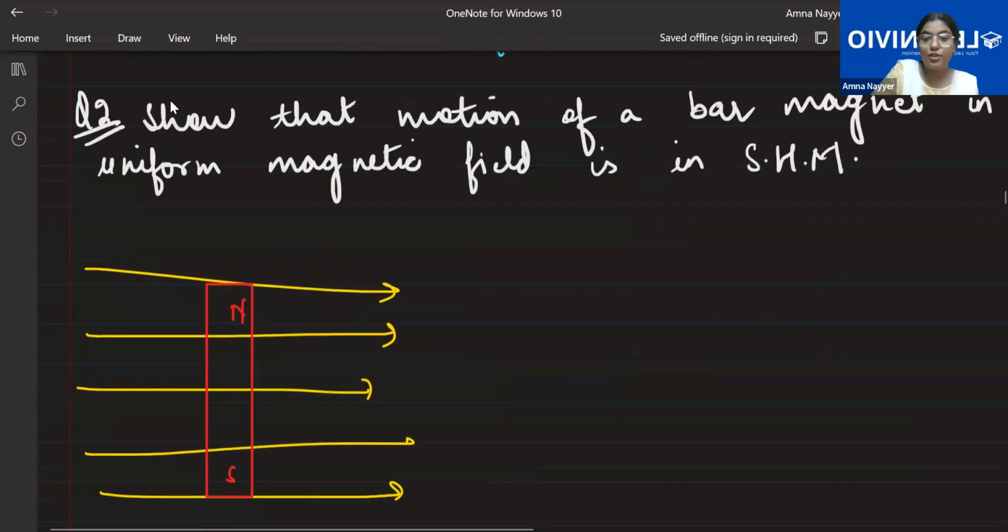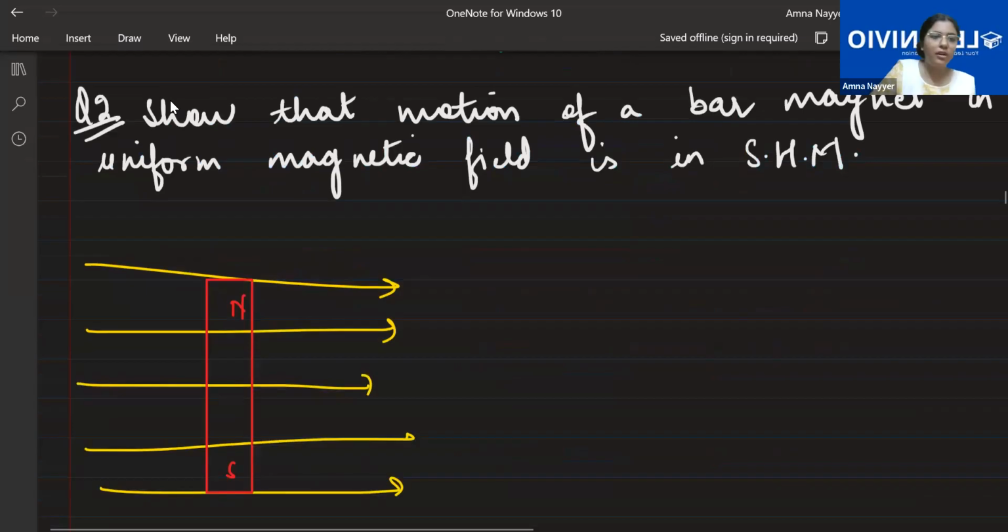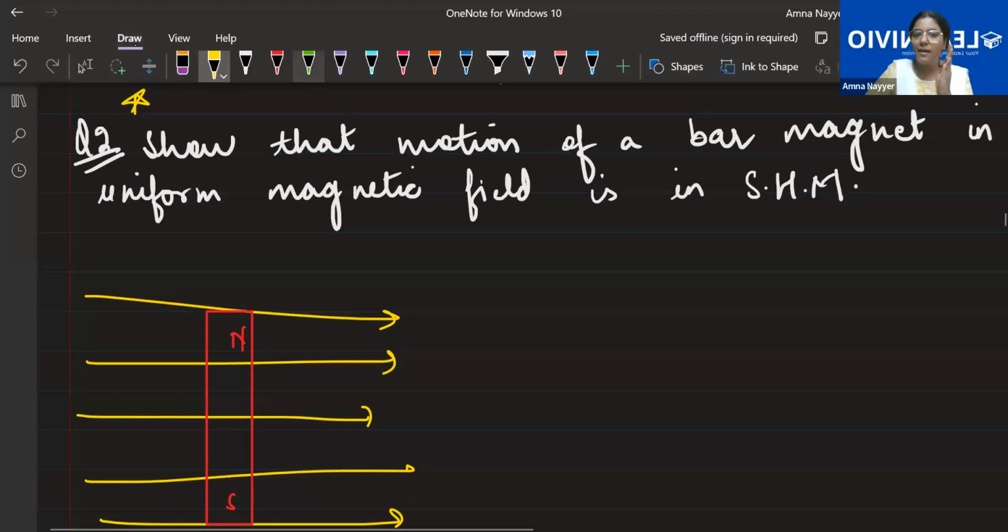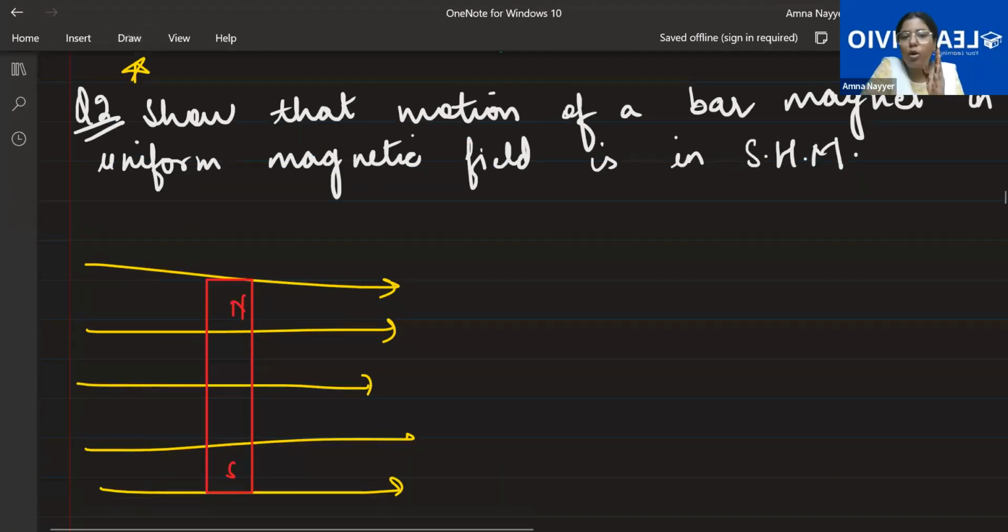See, this says show that. This is an important question, so mark this important when you write. Show that motion of a bar magnet in uniform magnetic field is in SHM. These kinds of questions often come. This basically says that if a bar magnet is kept, because of torque existing, as we have studied, this torque will allow the bar magnet to rotate in the magnetic field.